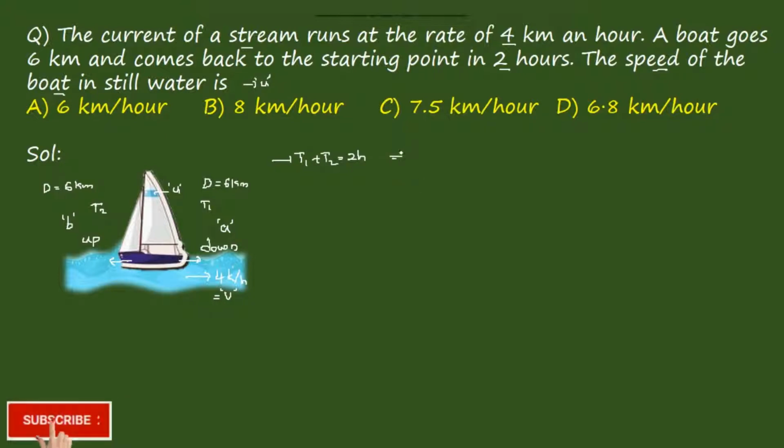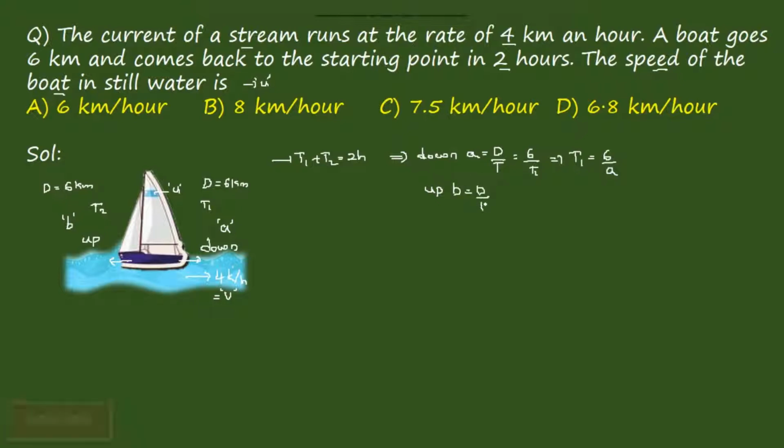If you consider downstream, downstream speed is equal to a, then we can write it as distance by time. Your distance is given as 6, time is t1. Then we can calculate the value of t1, and t1 is equal to 6 by a. If you consider upstream, again upstream speed is equal to b, which is equal to distance by time only.